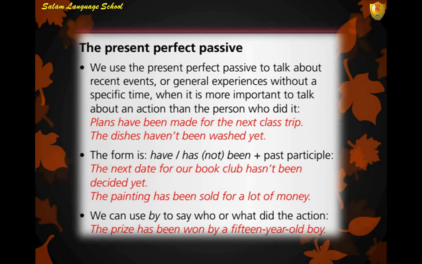And the form for the present perfect passive is have or has been plus past participle. And of course in negative sentences you will use haven't or hasn't been plus past participle. For example, the next date for our book club hasn't been decided yet. Or the painting has been sold for a lot of money. And in the last point, I remind you that we can use by to say who or what did the action. For example, the prize has been won by a 15-year-old boy.